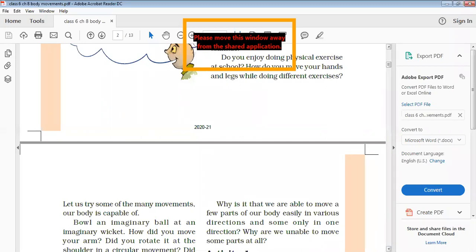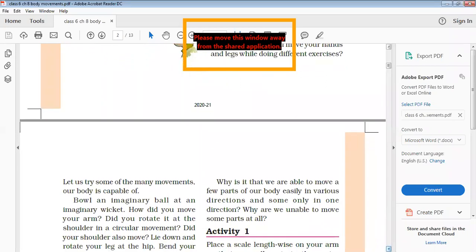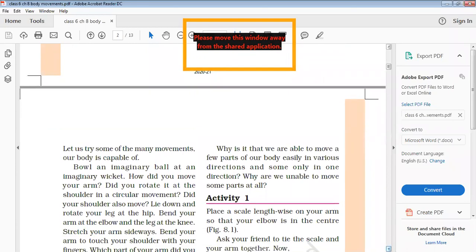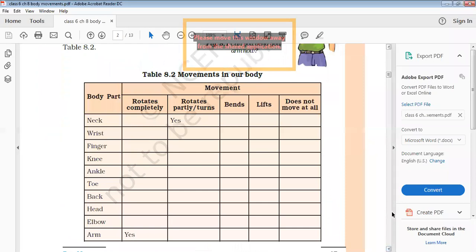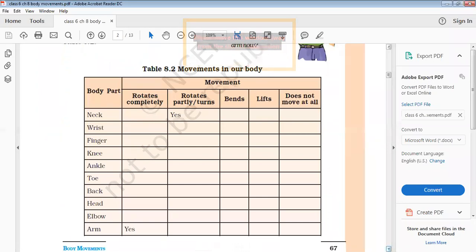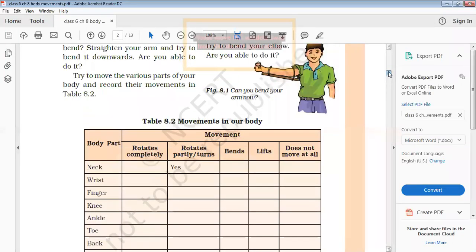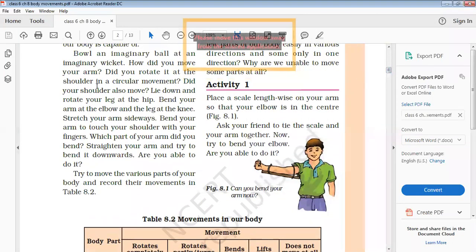I have told you about the bowling process when you are playing cricket. Bowl an imaginary ball at an imaginary wicket. How did you move your arm? Did you rotate it at the shoulder in a circular movement? Yes, your shoulder is also moving.